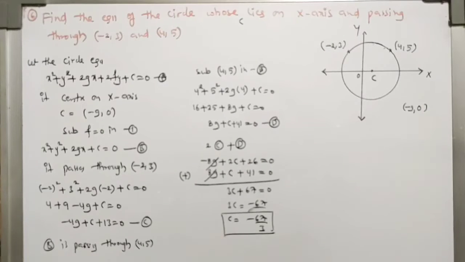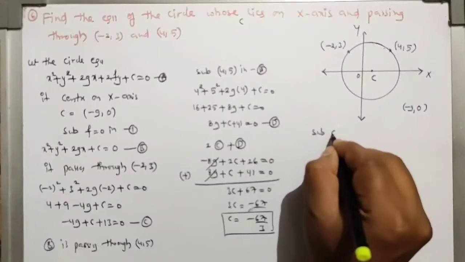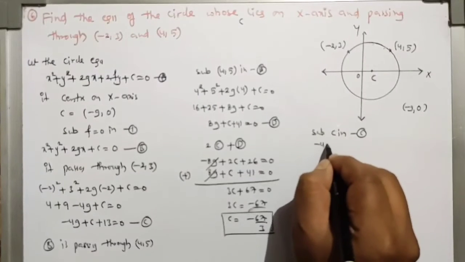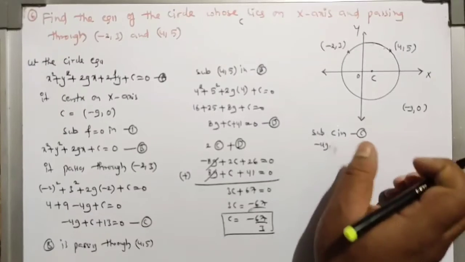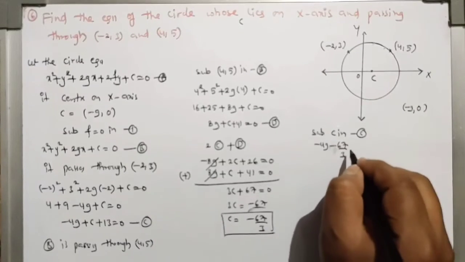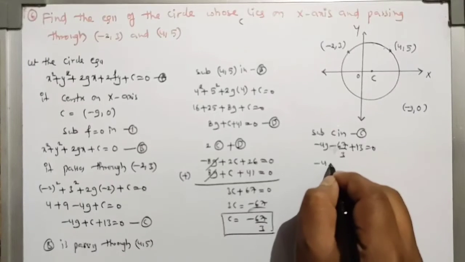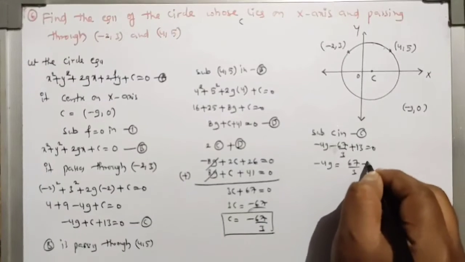Then substitute the c value in equation c or d to get the g value. Substituting c in equation c, we get minus 4g plus c value, minus 67 by 3, plus 13 is equal to 0. Therefore minus 4g is equal to 67 by 3 minus 13.